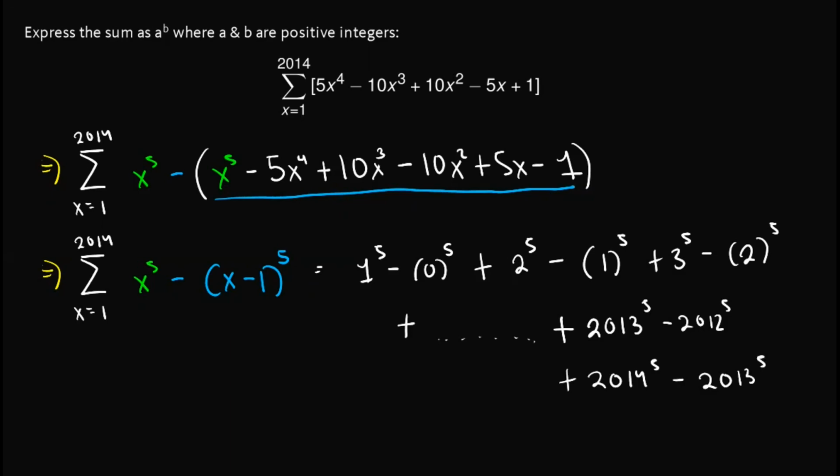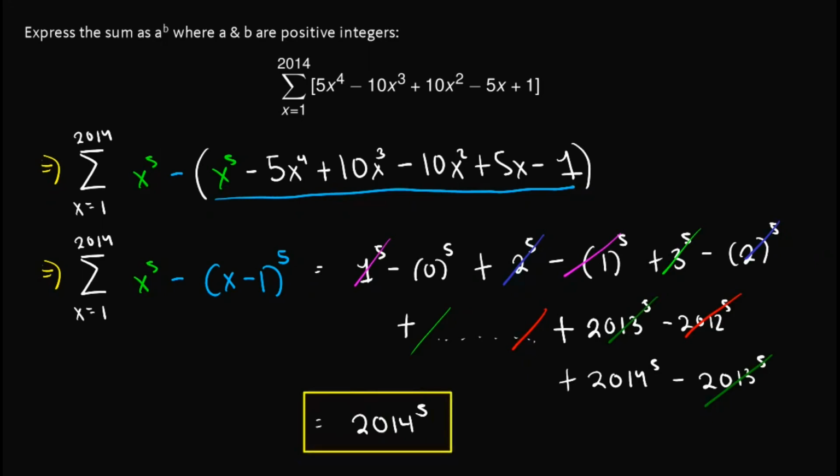So as you can see here, this would cancel out, this would cancel out, and 3 would cancel out in some term around here. 2013 would cancel out, and 2012 would also cancel out with the term out here. So we'll actually be left with only 2014 raised to 5 minus 0 raised to 5. But 0 raised to 5 is simply 0, so we can remove that one. And so the final answer for this one is actually 2014 raised to 5.